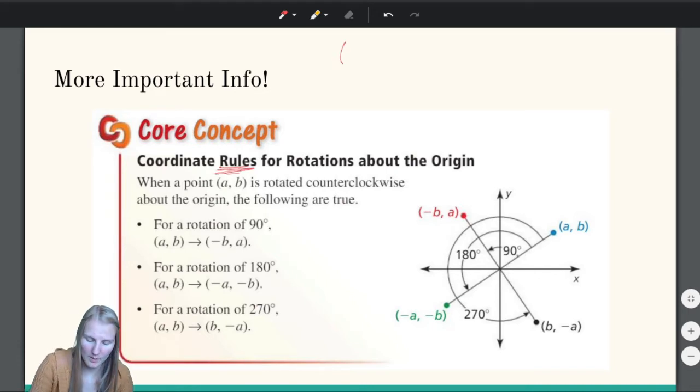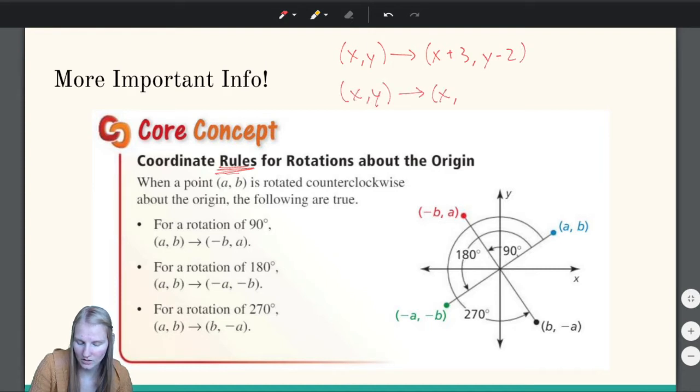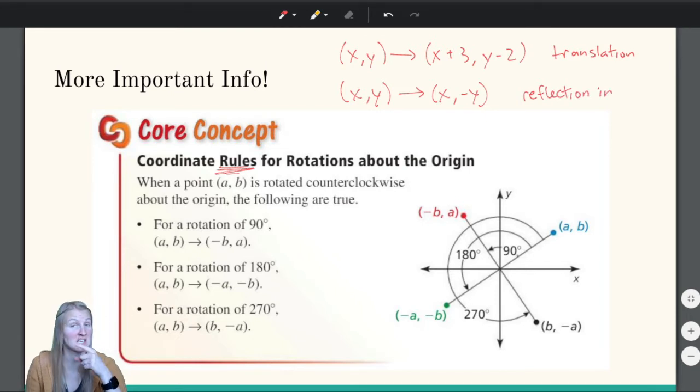Rules. You remember our rules for translations? They looked something like this. The rules for our reflections looked something like this. Now, so we'll write that. Translation, reflection. Reflection in what? The x-axis or the y-axis? X-axis, because the y values are negative.